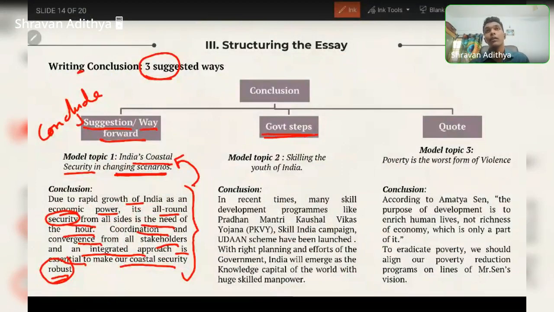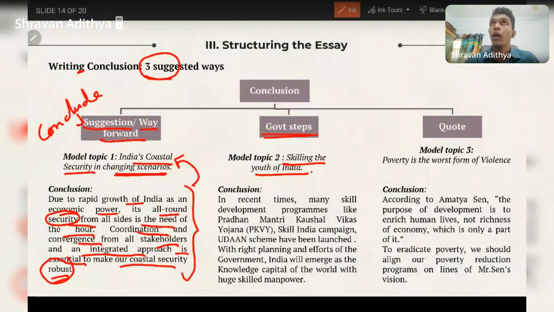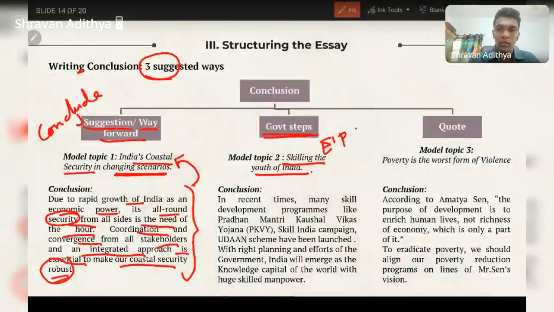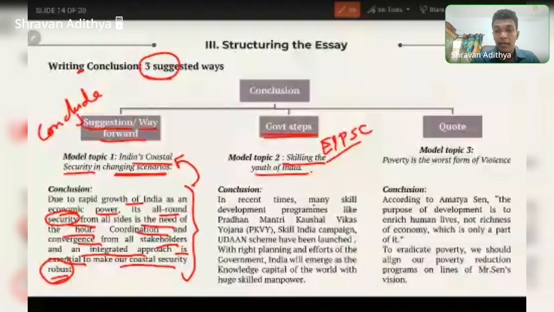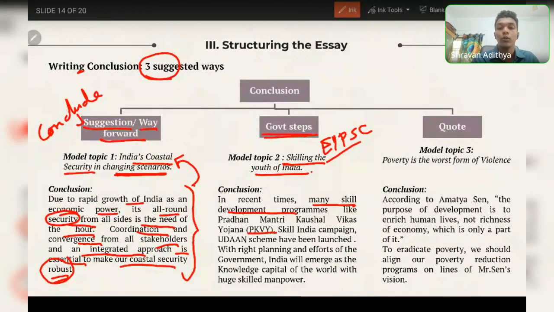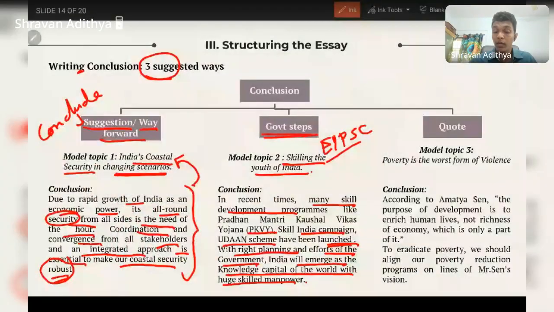The next way to give a conclusion would be to list down government steps. For example, skilling the youth of India. You talk about how important it is in the body, and you can go for the IPESC approach here. Then in the conclusion, you can list the government steps taken towards skilling the youth of India. In recent times, many skill development programs like Pradhan Mantri Kaushal Vikas Yojana, Skill India campaign, Udaan scheme have been launched. With the right planning and efforts of the government, India will emerge as the knowledge capital of the world with huge skilled manpower. Here also I have written 2 sentences, around 30 words each. So this will be an apt conclusion here.